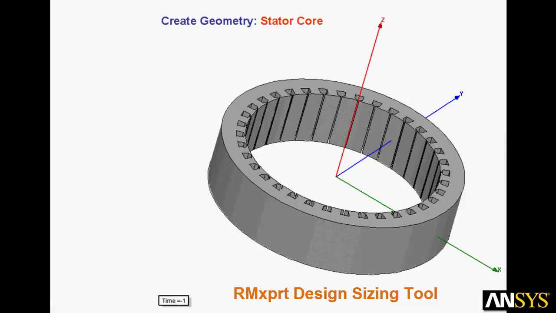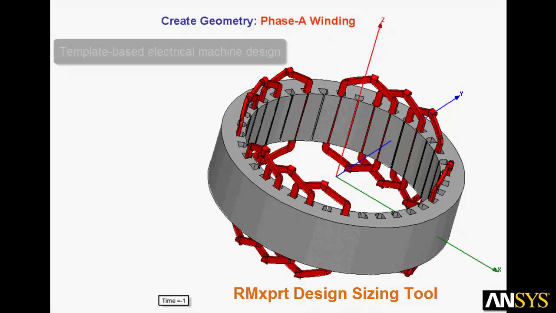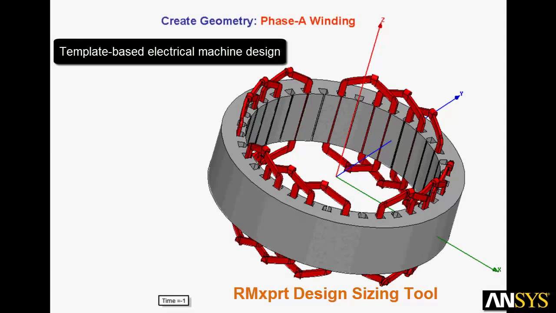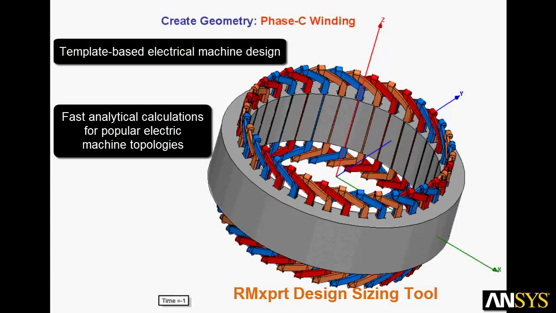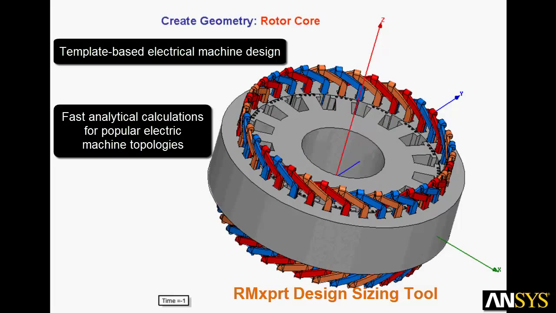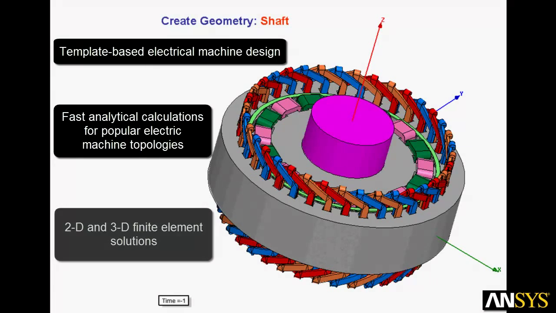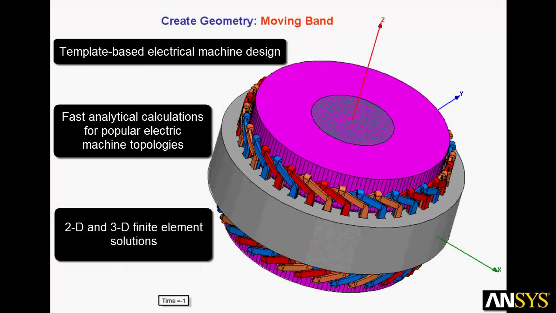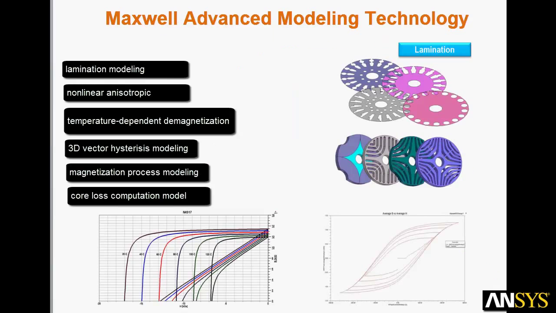The first step in the flow is to apply the ANSYS RMExpert design sizing tool. RMExpert is a template-based electrical machine design tool that provides fast analytical calculations of machine performance to allow engineers to zero in on an appropriate design. You can select from many motor types and create custom designs to your specifications quickly. It then creates ready-to-solve 2D and 3D models for detailed transient finite element calculations in ANSYS Maxwell.